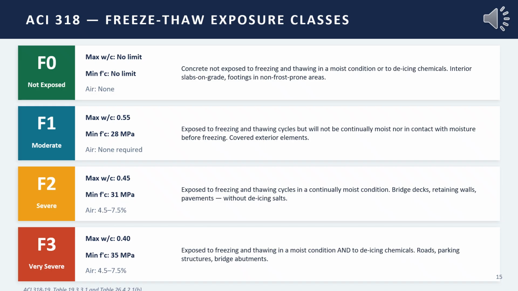One thing I want to emphasize here is that these are minimum requirements. A high traffic bridge deck in a severe climate might need to meet higher requirements. So please note that these minimum requirements set the floor, not the ceiling.